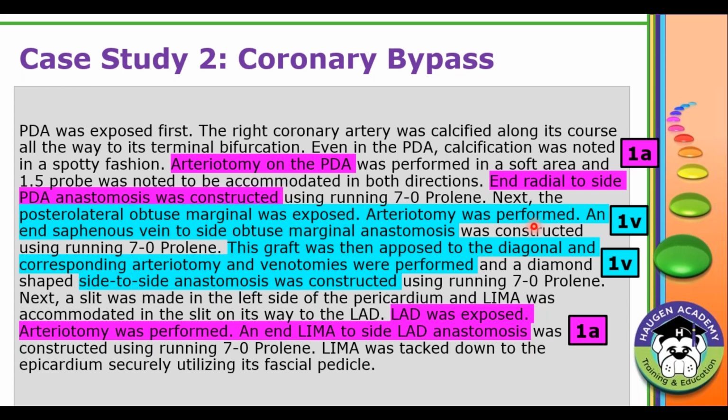He then moved down in blue to the venous, where he did the posterior obtuse marginal and anastomosed the saphenous vein to the obtuse marginal, and then used the same graft to the diagonal. And we now have a single graft material that is providing blood supply to the obtuse marginal and the diagonal. And then finally, the LAD was bypassed using the LIMA.